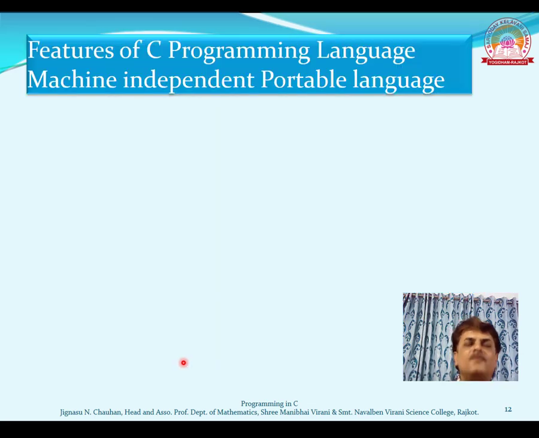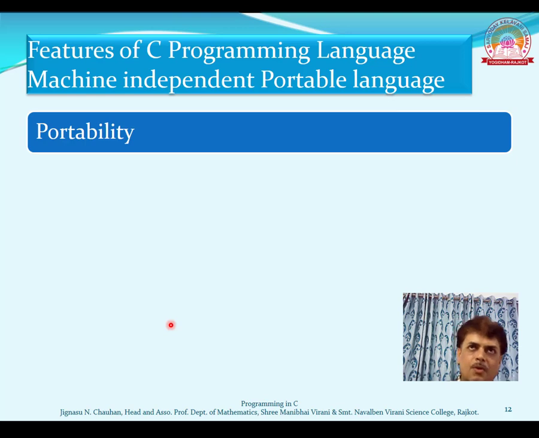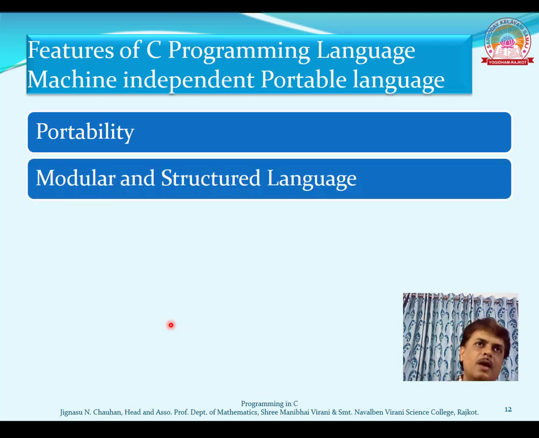Let us see various features of the C language. First and foremost feature of the C language is that it is a machine independent, portable, higher level language. So portability, modular and structured language.